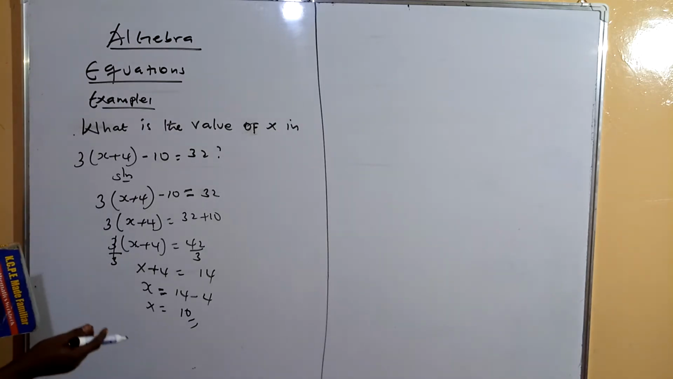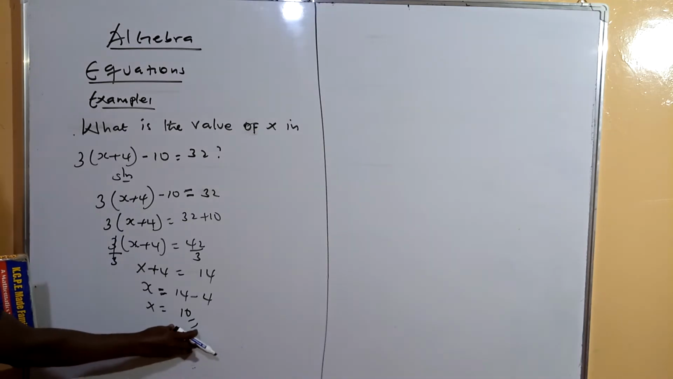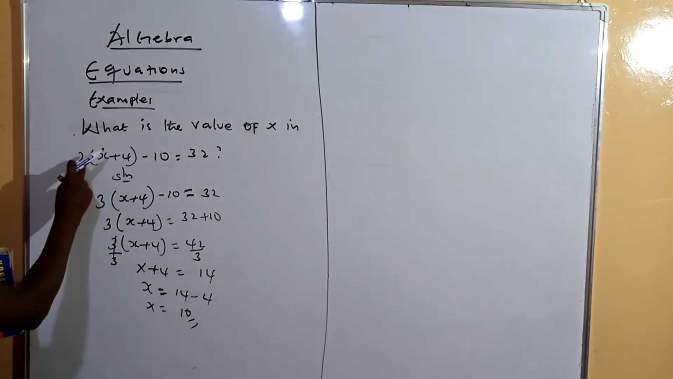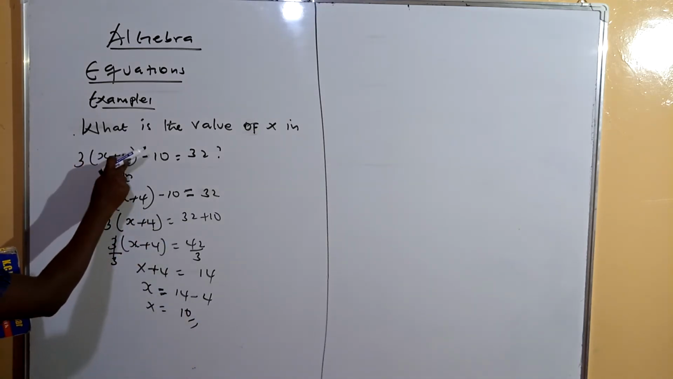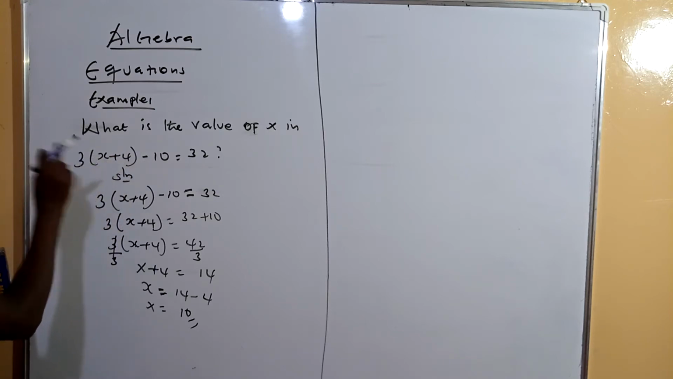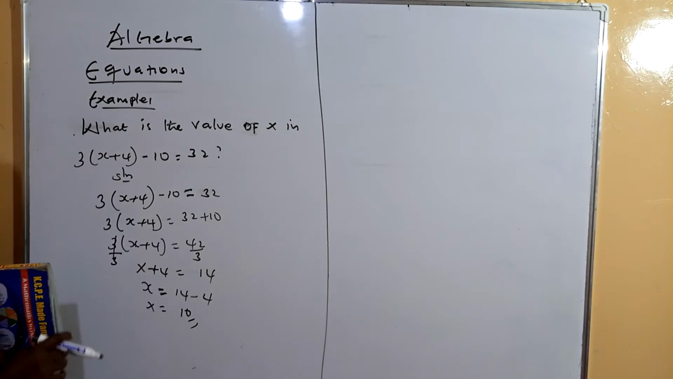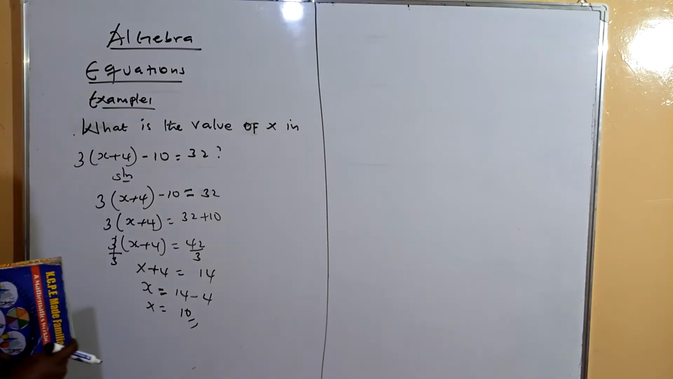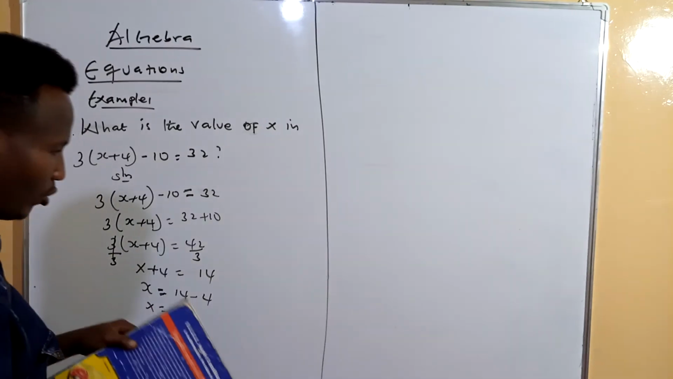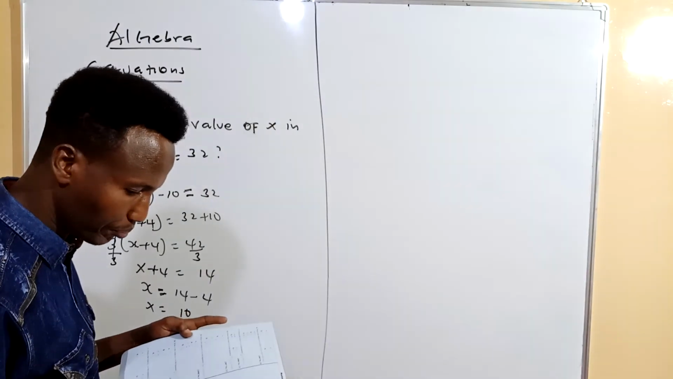To check our answer, 3 open the bracket, 10 plus 4, 14. 14 times 3, 42. 42 minus 10, that is 32. So that 32 is equal to the 32 given. Just understand, yeah? That's how you're going to solve such kind of algebraic equation.